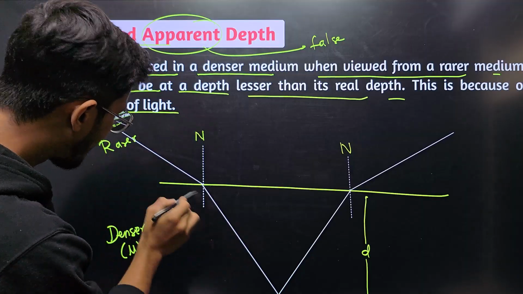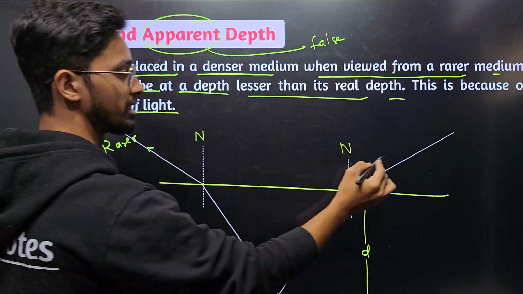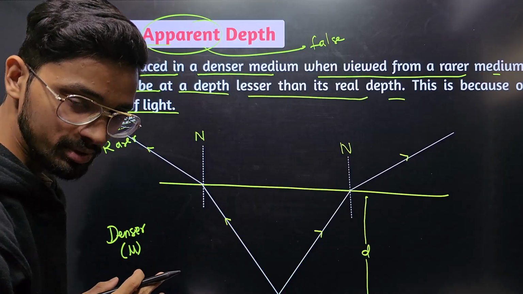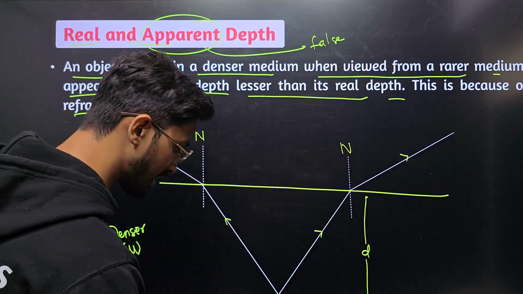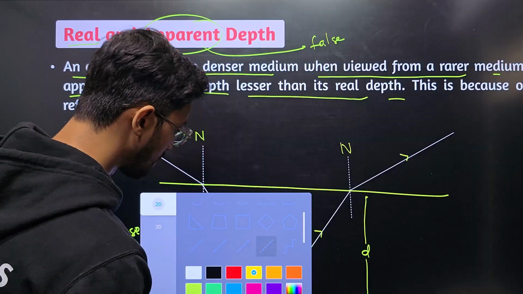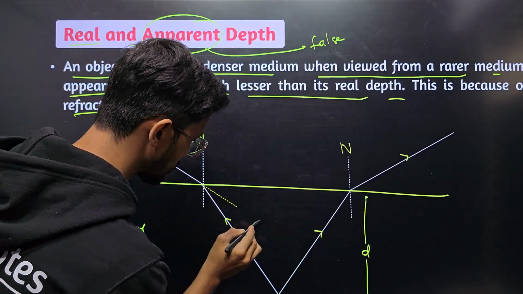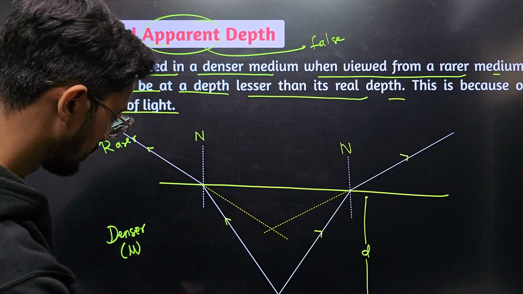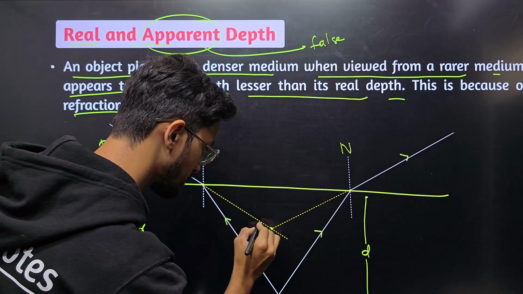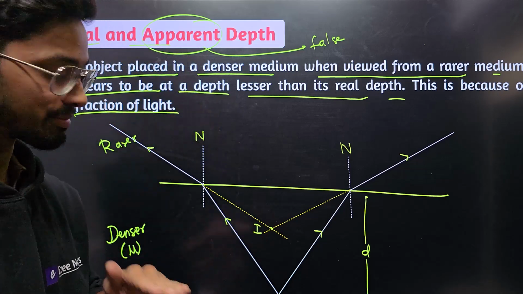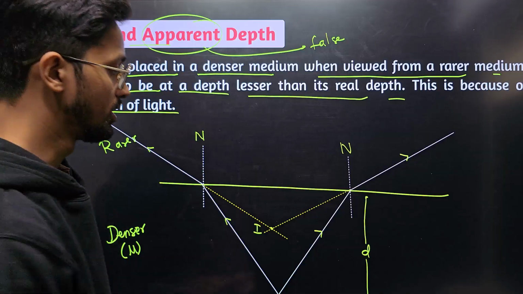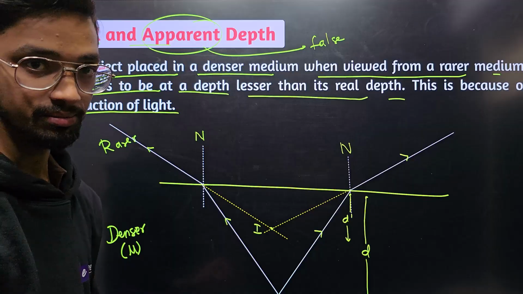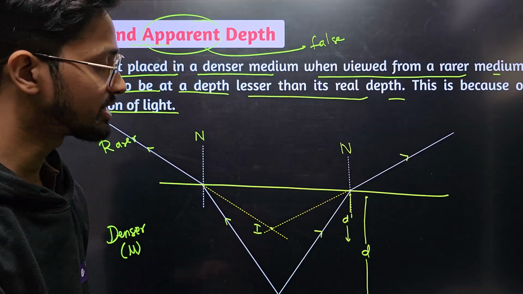So when we retrace these refracted rays, they will join at some point. There we can see our image. Let's retrace back. If we retrace these rays, they're joining at this point. Here we can find our image. So we'll see our image a bit higher from its real depth. This depth is known as d dash, that is apparent depth. d is real depth, d dash is apparent depth.